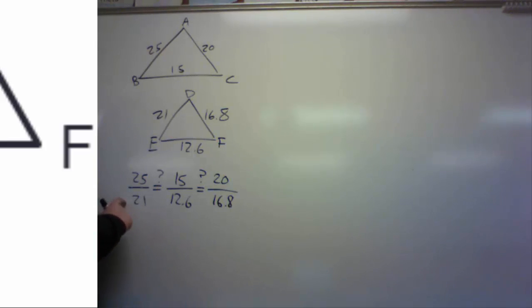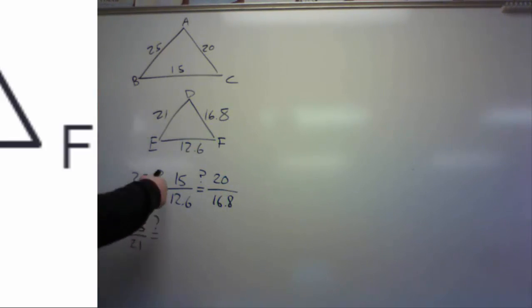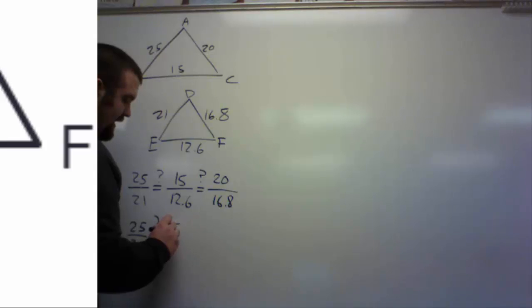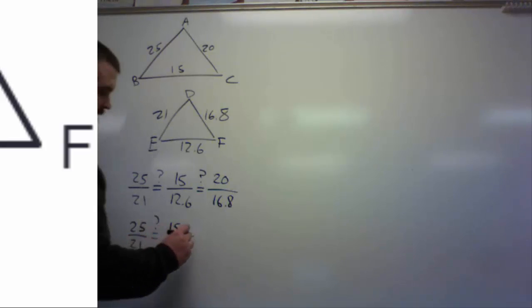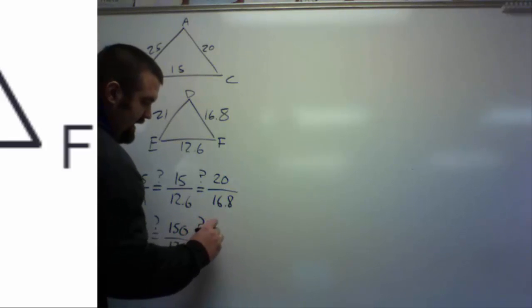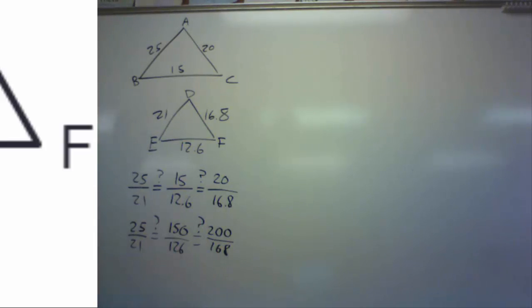I look real quick, 25 and 21 cannot be simplified any further. So every time I reduce this from here on out, it'll be 25 to 21. But for this next one here, the easiest way for me to do this is to multiply the top and bottom by 10. So I get 150 over 126. The last one, same thing. I have a decimal, so it'll be easier for me to multiply the top and bottom by 10. I get 200 over 168.